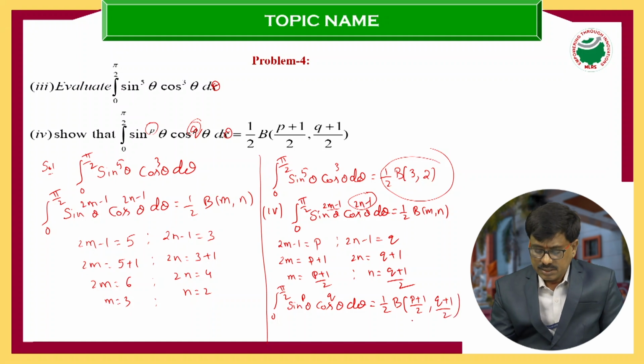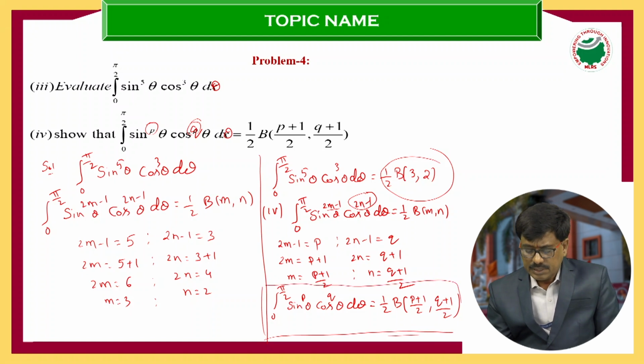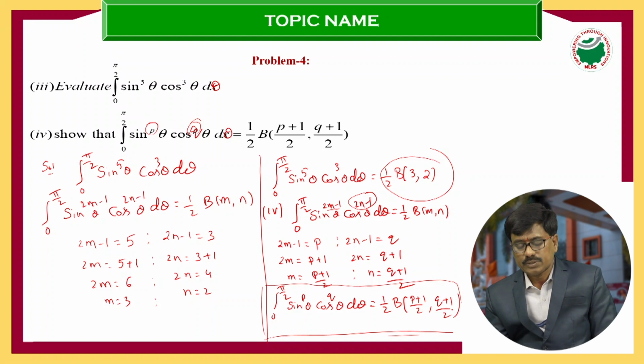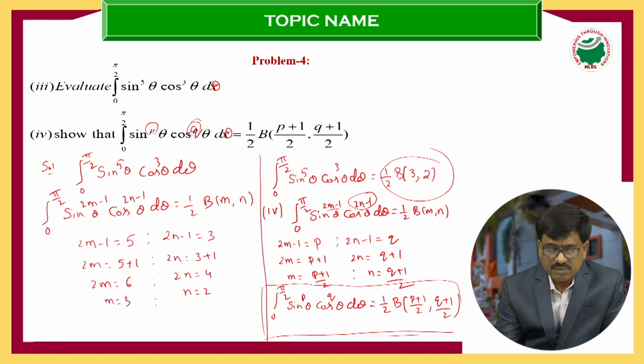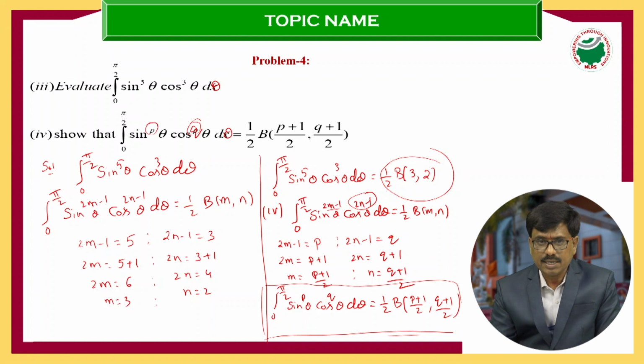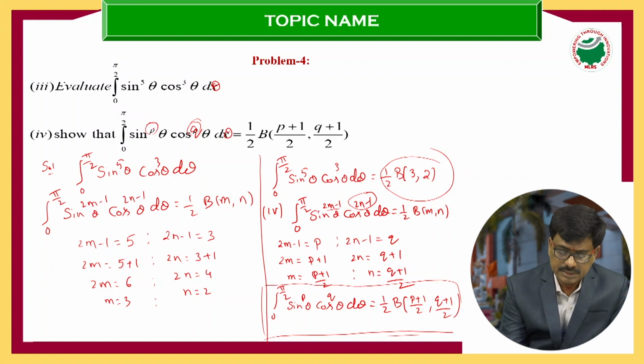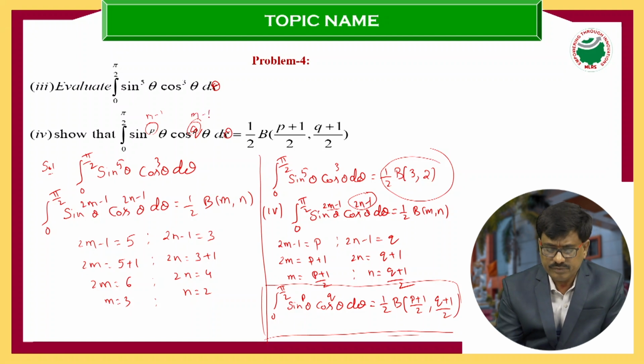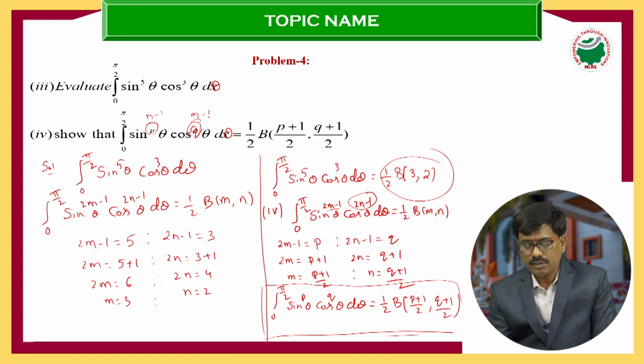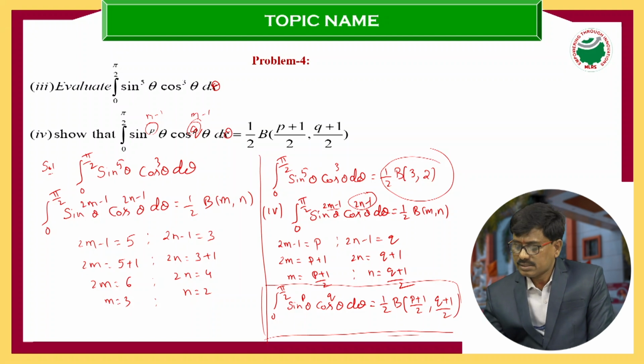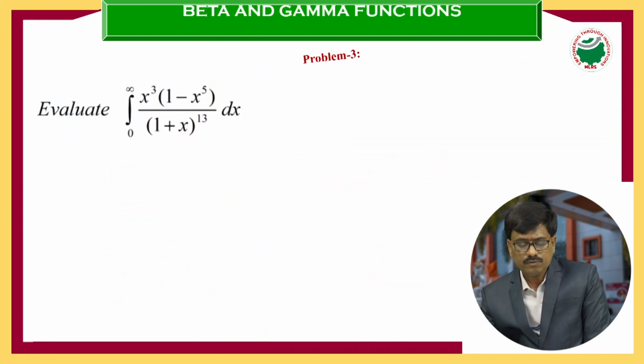Now we got the value of this integral. Integral 0 to pi by 2 sine power p theta cos power q theta d theta equal to 1 by 2 into beta of p plus 1 by 2, q plus 1 by 2. In a similar manner, we can take whatever the n value. Suppose I can't say always p, I can use n minus 1 instead of p, or I can use m minus 1. Similar procedure we can derive this result. Okay, this is about problem number 4.